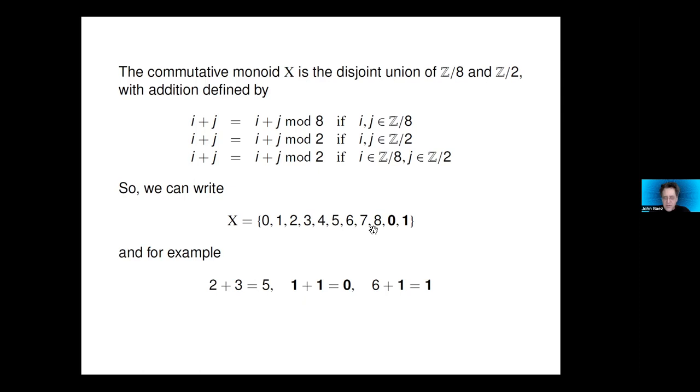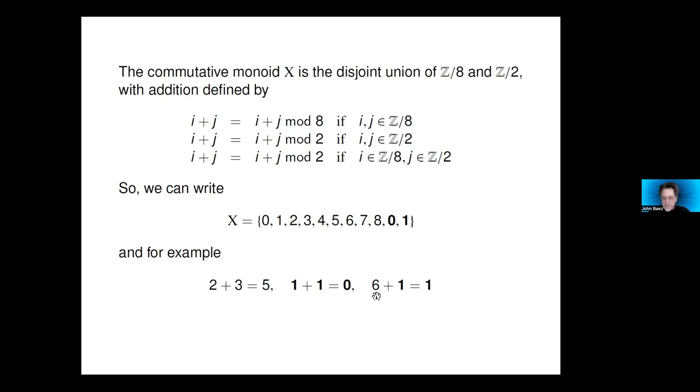8. So 8 is the same as 0. I guess this is technically true, but you have to remember that 8 is the same as 0. That was a mistake on my part. And then the other two guys, the guys in Z mod 2, I'm going to use boldface for them and call them 0 and 1 with boldface. You can't pronounce a boldface any differently than a normal number. So 2 plus 3 is 5, but then 1 plus 1 is equal to 0. That's adding in Z mod 2.